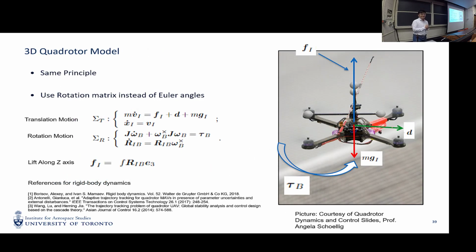Okay, the 3D case is a little bit more complicated. But the principle is the same. We still need to figure out the lift. The D here is a drag, so in our case, you can just assume it's 0. We do a simplification. And also G is a gravity force. But right now here, instead of using the trigonometric angles, we use a rotation matrix. So R_IB is a rotation matrix from the body fixed frame on the quadrotor to the inertial frame.